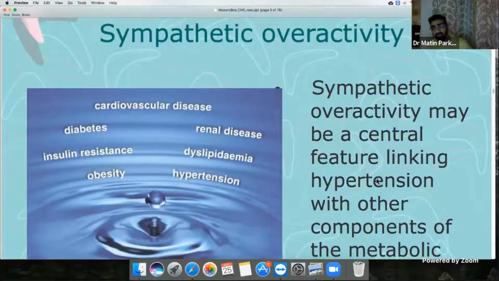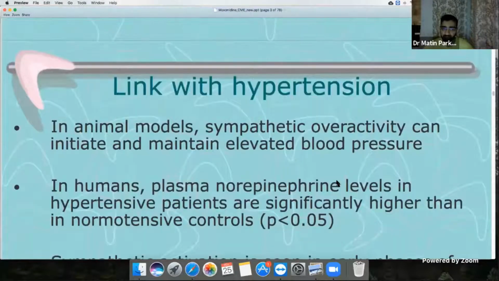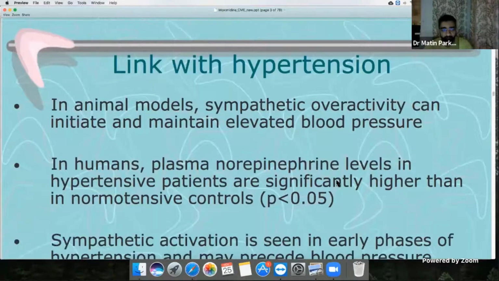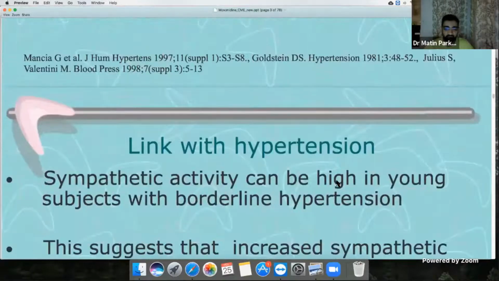Sympathetic overactivity is one of the most common causes of resistant hypertension, where cardiovascular disease, diabetes, insulin resistance, obesity, renal diseases, dyslipidemia, hypertension, these all are associated with sympathetic overactivity, which leads to hypertension. Sympathetic overactivity is most commonly associated with hypertension. This is proved in animal models as well as human models. There are studies which have proved these.